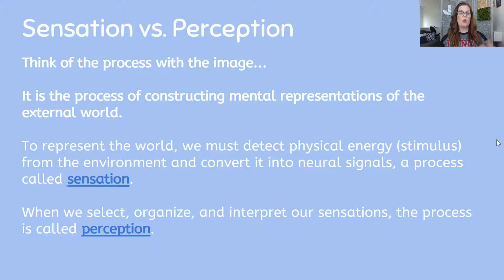And then when we select and organize and interpret that sensation, that becomes our perception. So we are learning in this unit about sensation, all of that physical energy that we convert into neurosignals, and then how we interpret and organize all of that information and those sensations. And that is our perception. So sensation and perception.